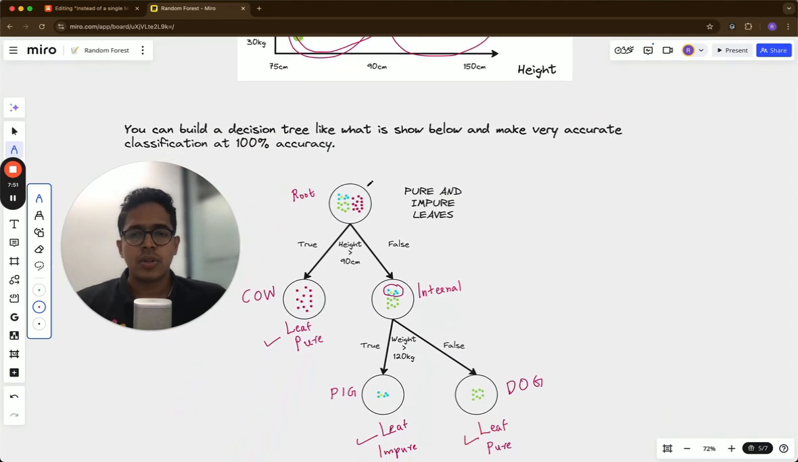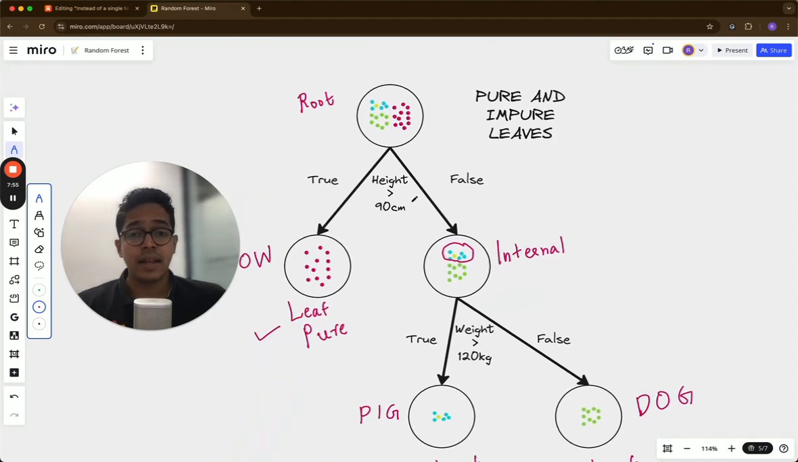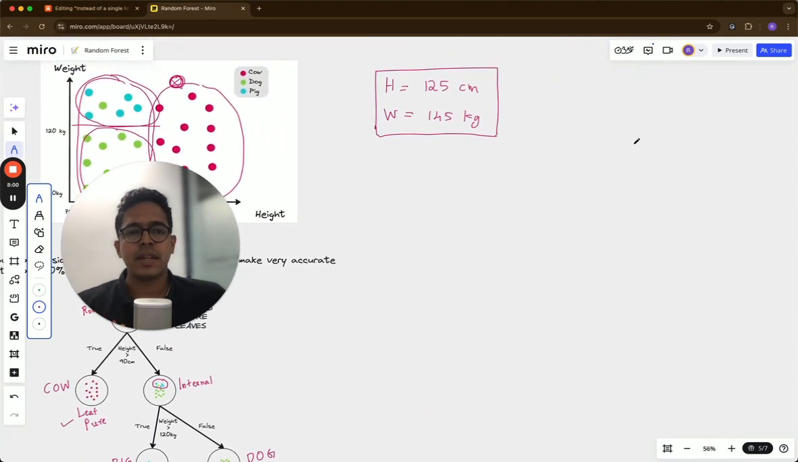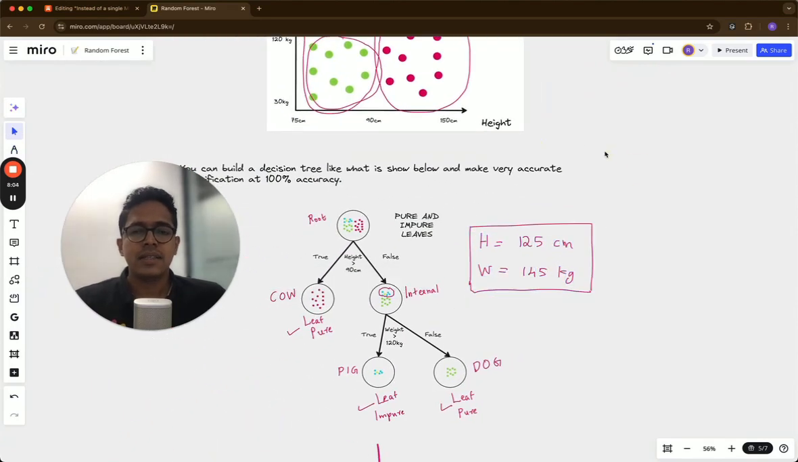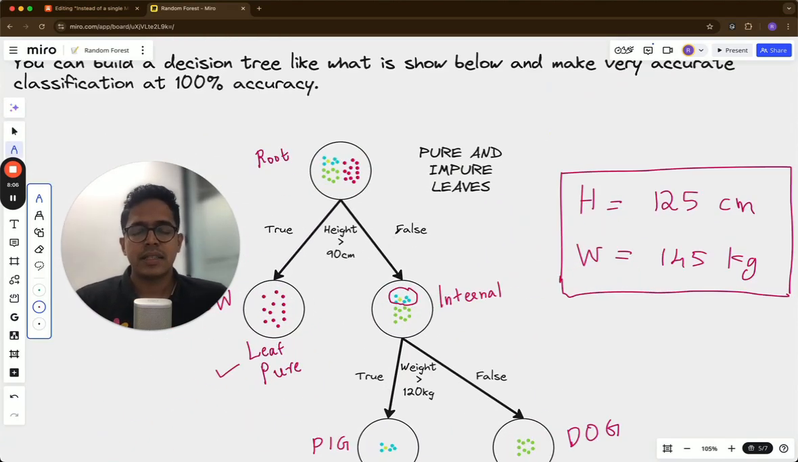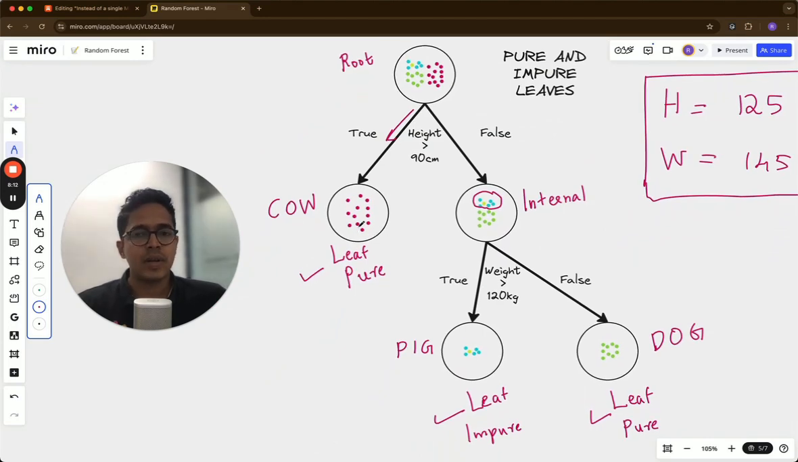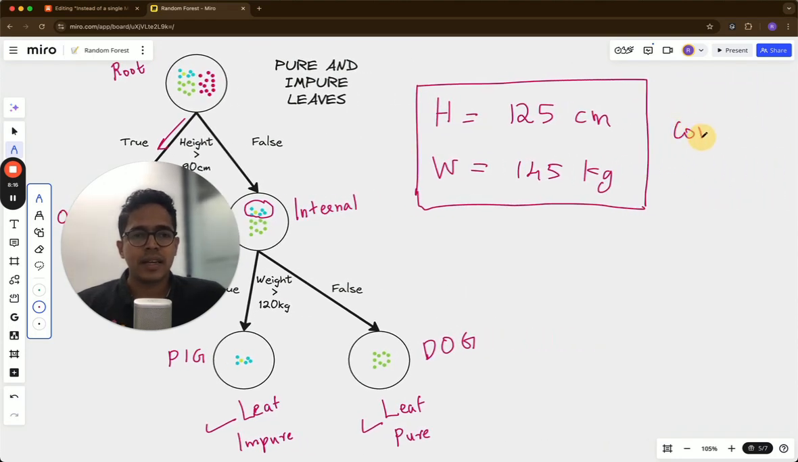So first, go to the root node. In the root node, what is the condition? Height greater than 90 centimeter. Is my height greater or less than 90? Let me bring the data here so that it's easier for us to look at it. So the height is greater than 90. So this condition is true. So you are now going to traverse to this branch. And what does this branch lead to? It leads to a leaf node, which means the prediction will be cow. So this animal is predicted as a cow.